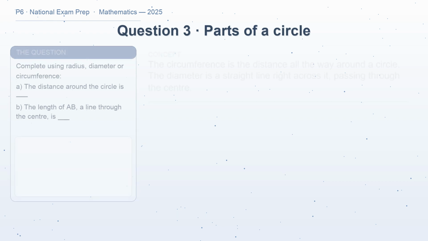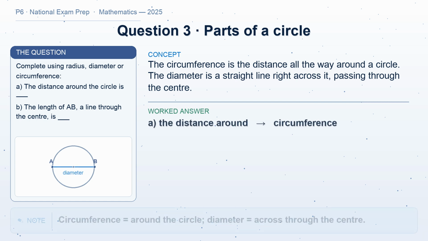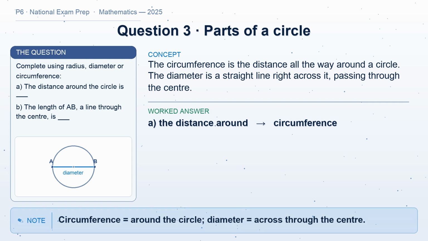Question 3. Let's complete these using the words radius, diameter, or circumference. Picture a circle. The circumference is the distance all the way around the outside, like a fence around a field. The diameter is a straight line right across the circle, passing through the very center. The radius only reaches from the center out to the edge, so it is half of the diameter.